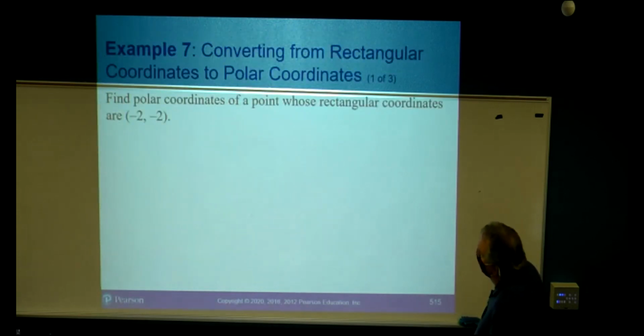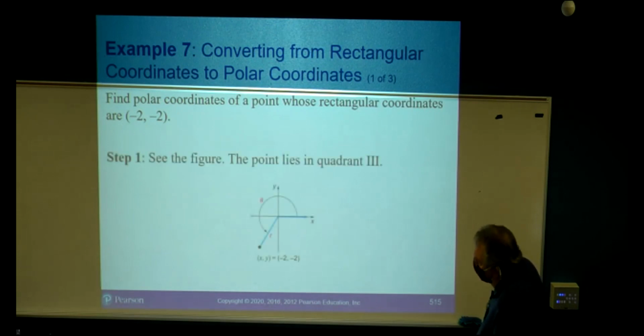Now, find polar coordinates. Okay, so doing the same thing, it's going to be in the third quadrant. So both x and y are negative. That means tangent will be positive in that quadrant.